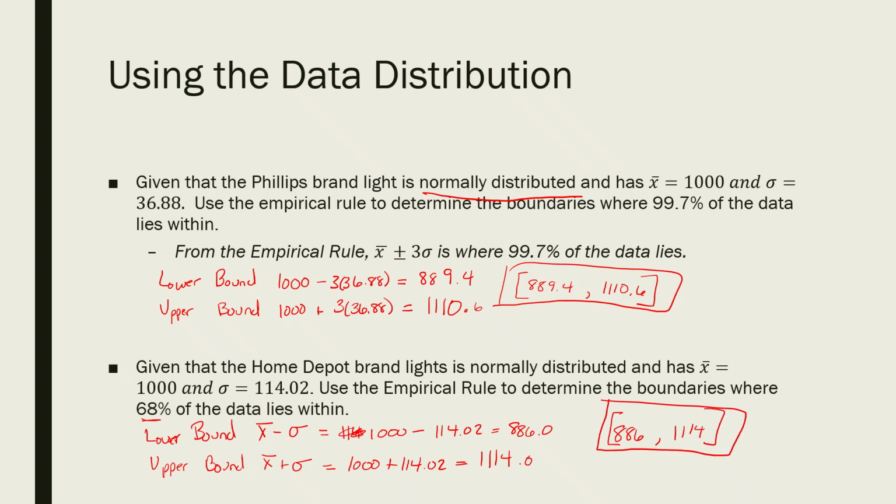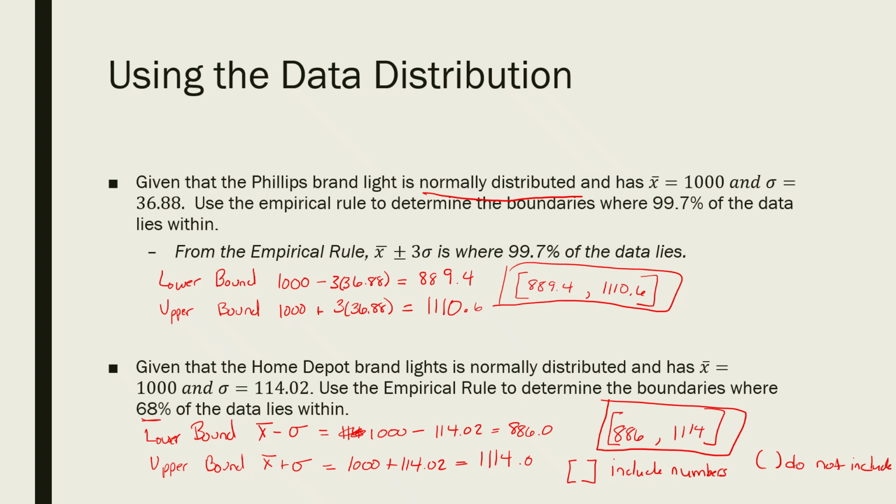Okay. Thing to note, square brackets mean include those numbers in an interval, whereas parentheses mean do not include. So if I had a parenthesis there, I would not include 886 or 1,114 in the interval, but with the square bracket, I include those values. So that's why we have the square brackets versus the parentheses.